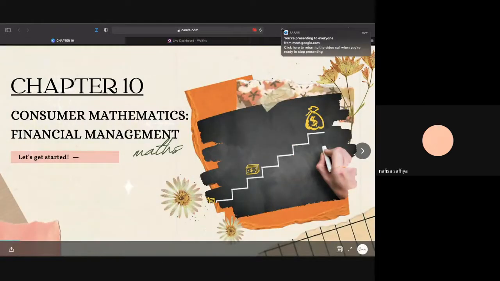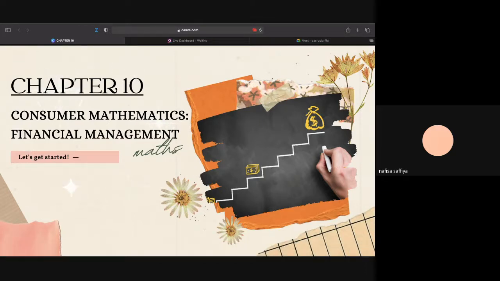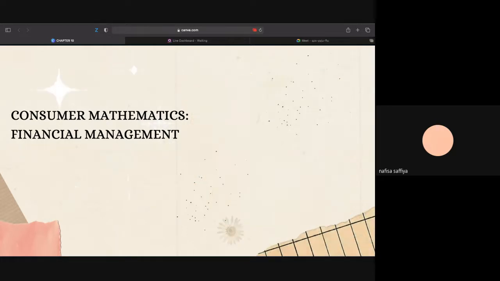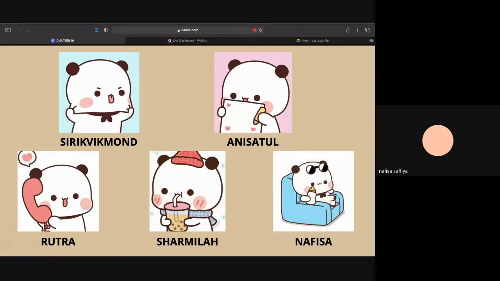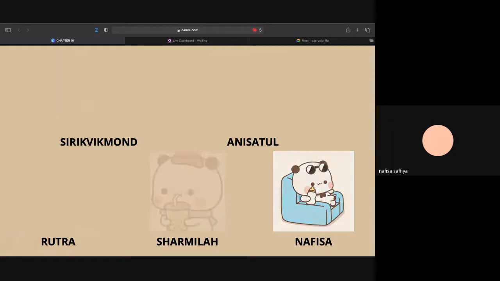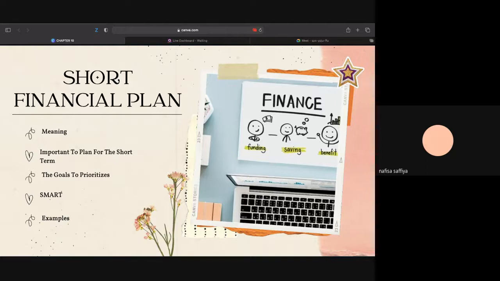Okay, I hope you can see my screen. So, without further ado, good morning to teacher and my fellow classmates. Today, we will be presenting a topic on Chapter 10, Consumer Mathematics, Financial Management. But before that, let me introduce you to my teammates. First of all, we have Sirik Vidmon, Anisatul, Rukra Jyoti, Sharmila, and me, Nafisa. So our topic today is short-term financial plan. But before that, let us look at the topics that we will be uncovering today.